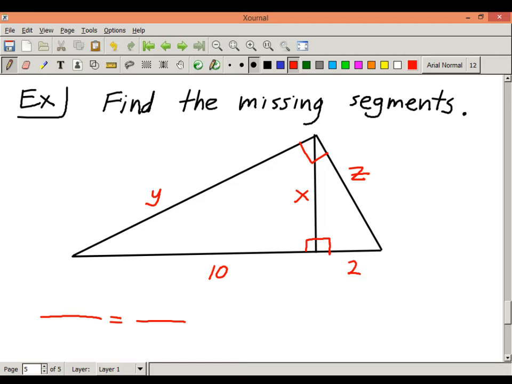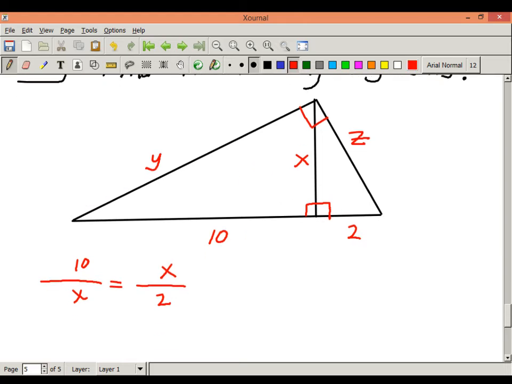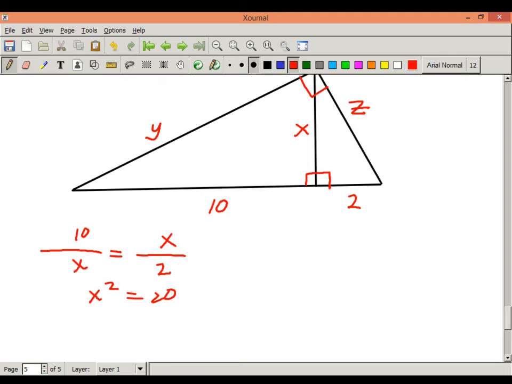So that altitude is the geometric mean, so it goes in those two spots, between the two pieces of that hypotenuse, the 10 and the 2. So those go in the other two spots. Okay, so we're going to find that altitude. That's going to be x squared is equal to 20 using the cross products. And again, x equals the square root of 20, just the positive square root we want. And then we'll simplify that radical.